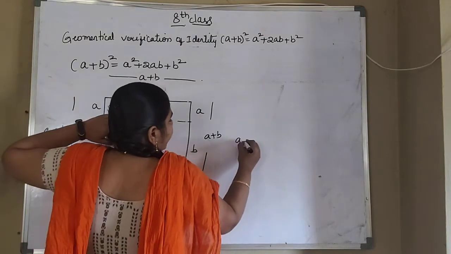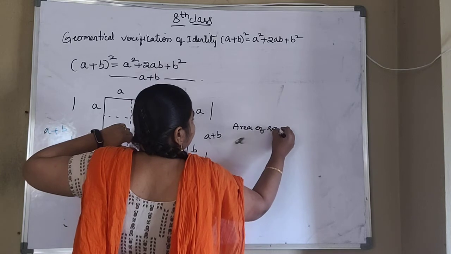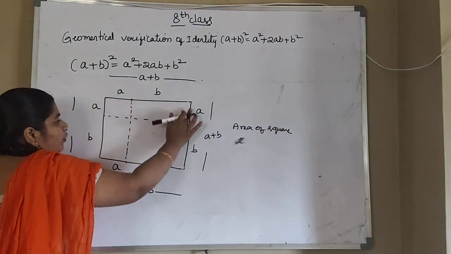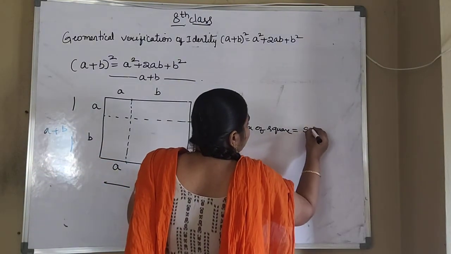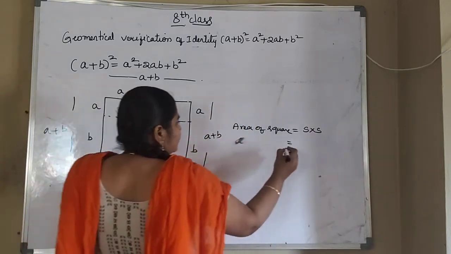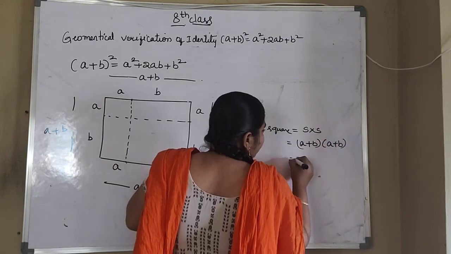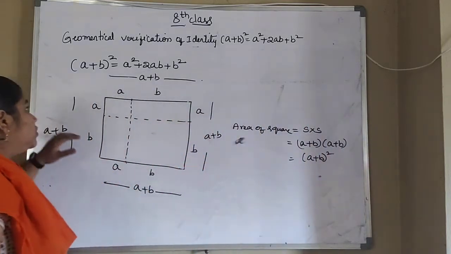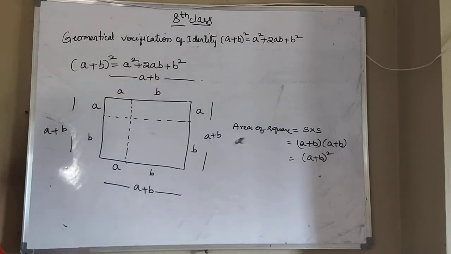So what is the area of a square formula? We are finding the area of this whole square. What is the side of the square? a plus b. The formula is s into s, so (a + b) into (a + b), which we can write in the form of (a + b) whole square. So you got this LHS part. Now we have to prove the RHS part.